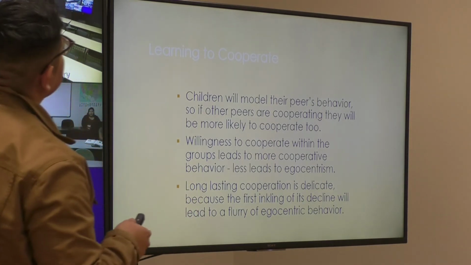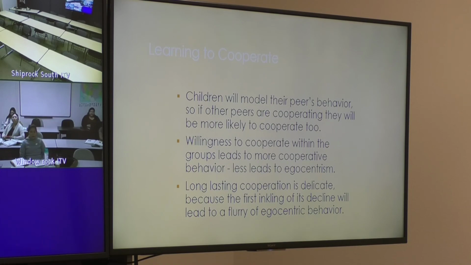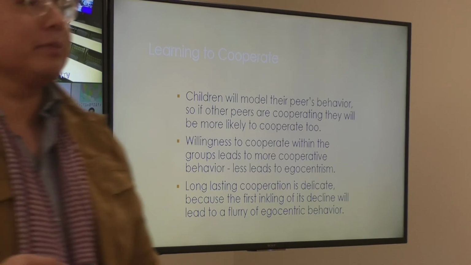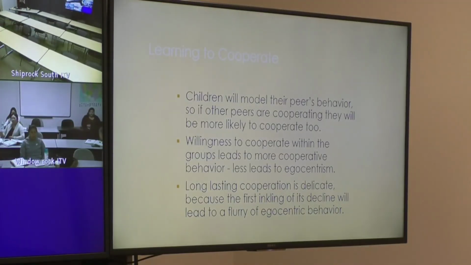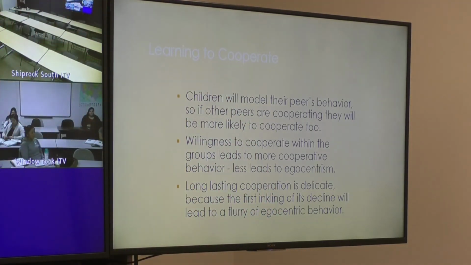Willingness to cooperate leads to less egocentrism. So what is egocentrism? Egocentrism is, say for example, and I'm going to use Diné as our outlook. So egocentrism by Diné standards is what? What does Diné stand for?